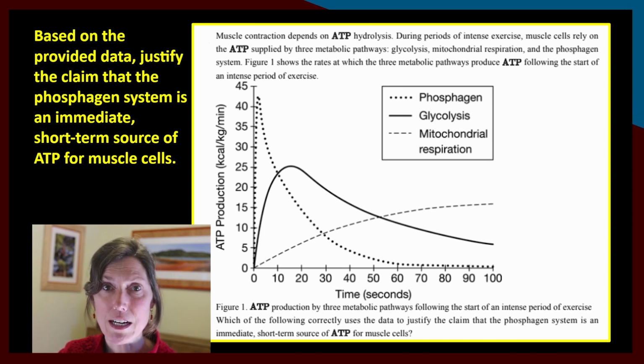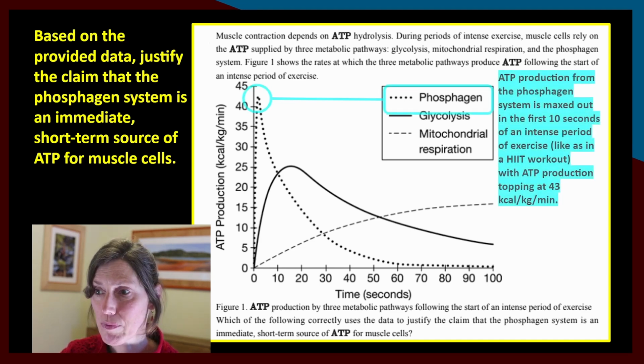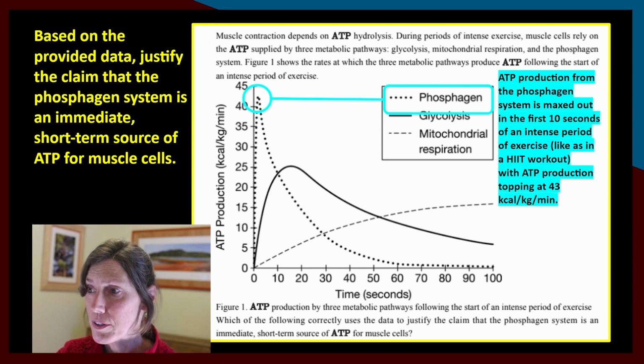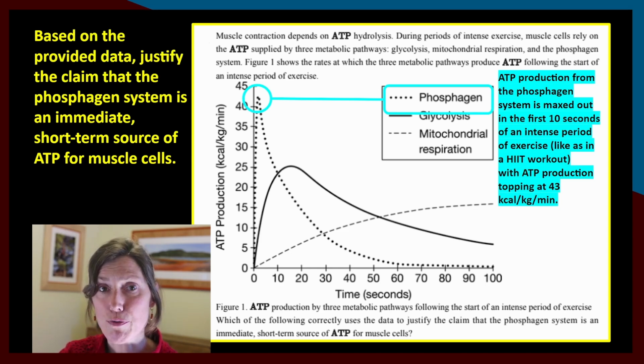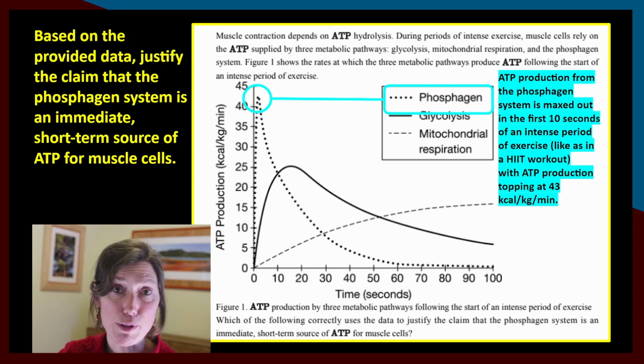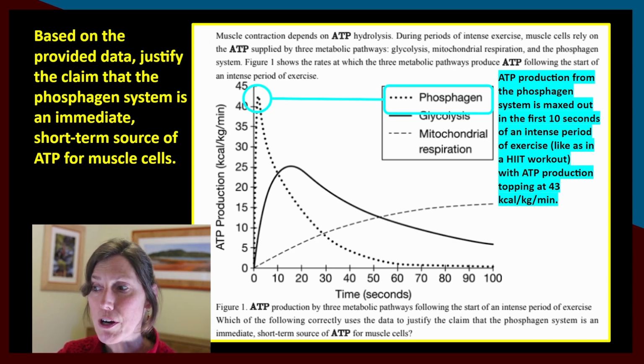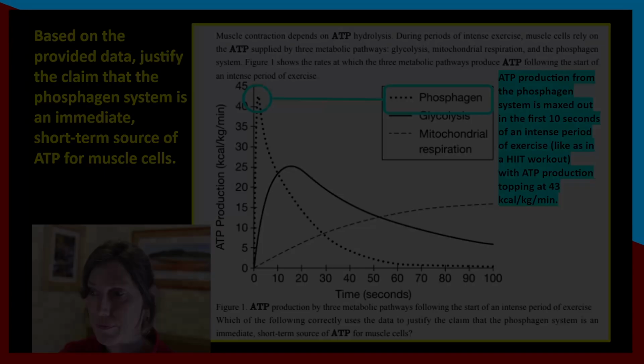Based on the provided data, justify the claim that the phosphagen system is an immediate, short-term source of ATP for muscle cells. If you look at the graph highlighted in the diagram, ATP production from the phosphagen system is maxed out in the first 10 seconds of an intense period of exercise, very similar to a HIIT workout, high-intensity interval training, with ATP production topping at 43 kilocalories per kilogram per minute.